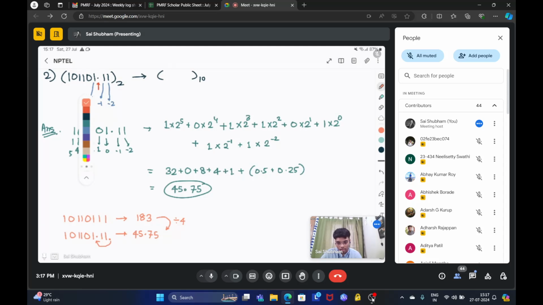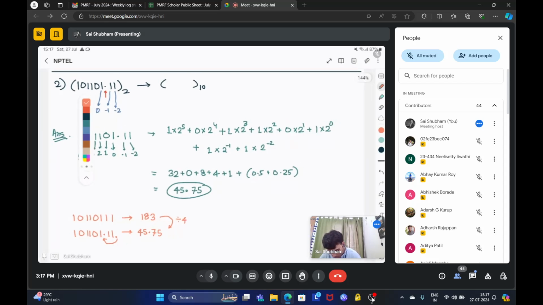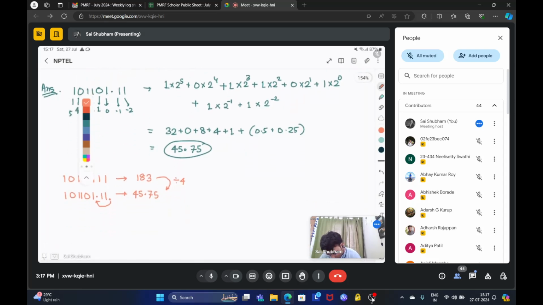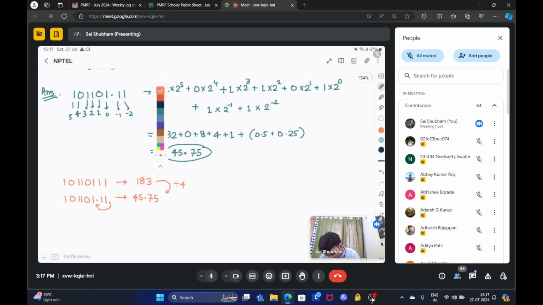So is the concept clear? In the same way, if you get a number like this, if you add two zeros, you have multiplied 183 by 4. So this is your answer.